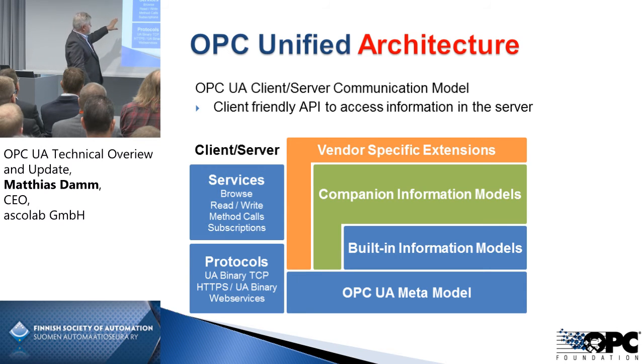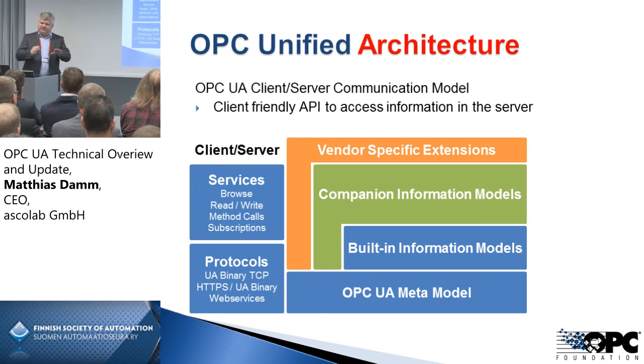But all the communication today is a client-server model. We have predefined services, so that's a client-friendly, well-defined API for clients to access information from a server, like browse for available nodes, objects, variables, read and write data, call methods, subscribe for data changes and for events. So that's all a predefined API, and it's an abstract definition of that API.